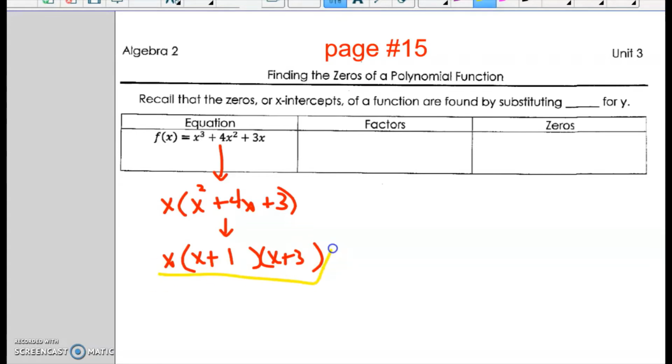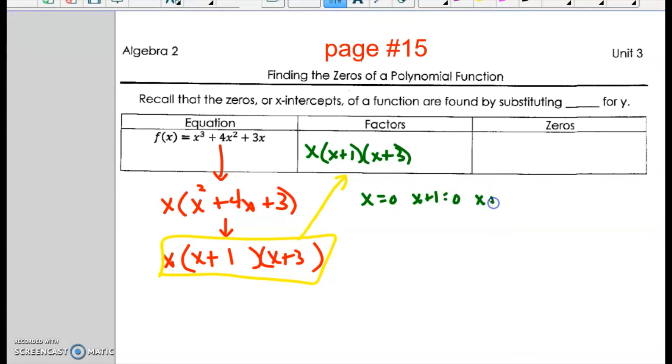And these became the factors. So the factors of this problem are x, x plus 1, and x plus 3. The zeros for that problem, we took the x, we set it equal to 0. We took the x plus 1, we set it equal to 0. And the x plus 3, we set that equal to 0. And we solved each equation.